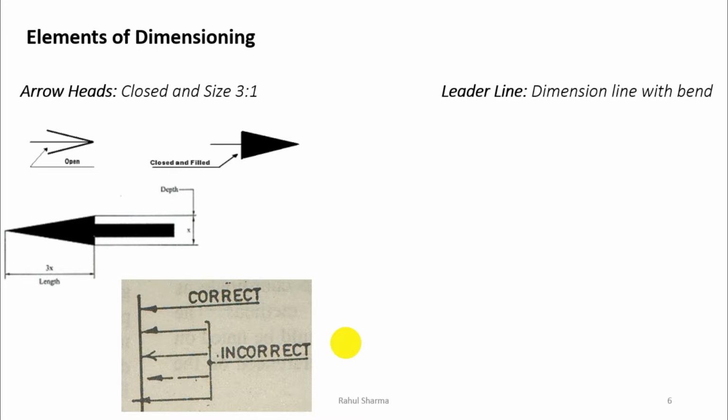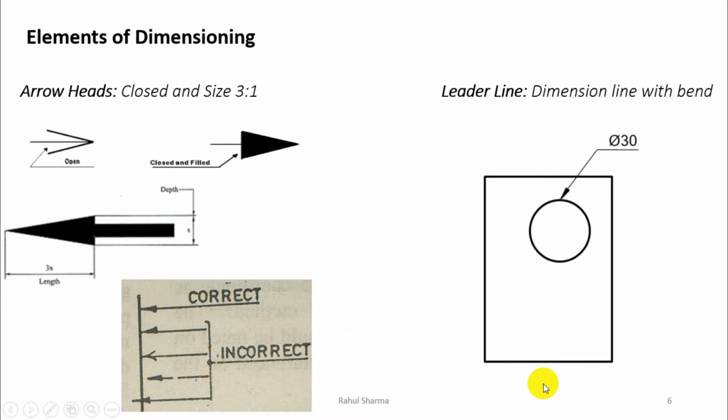Now the second thing is the leader line. I have told you that when we bend a dimension line, now this dimension line we use for dimensioning of arrows. I will discuss the topic dimensioning of arrows. Over there it will be more clear what a leader line is.